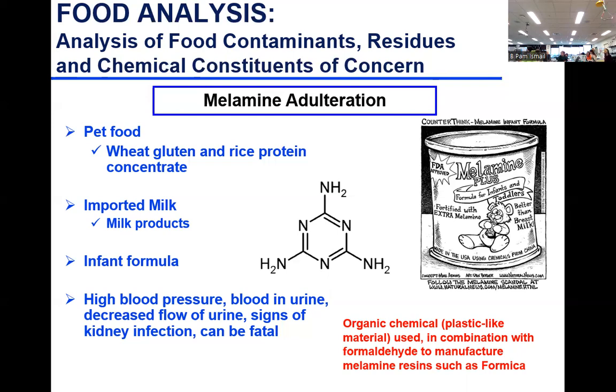Now, why did this pass as a protein? Because the analytical methods that are used are based off of nitrogen. Yes, great. Carol, you're on the money. So you have amine groups, you have a lot of nitrogen.